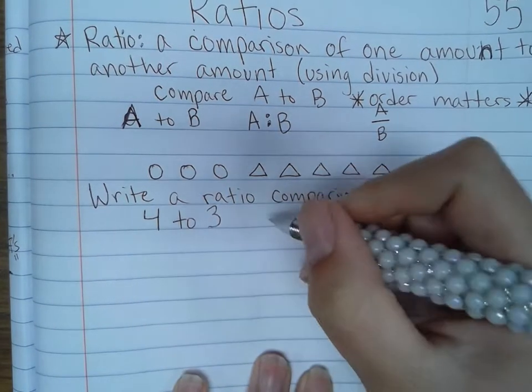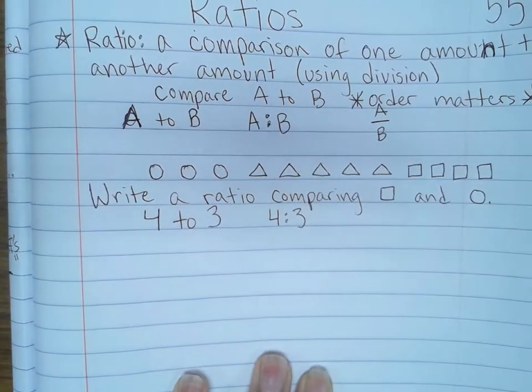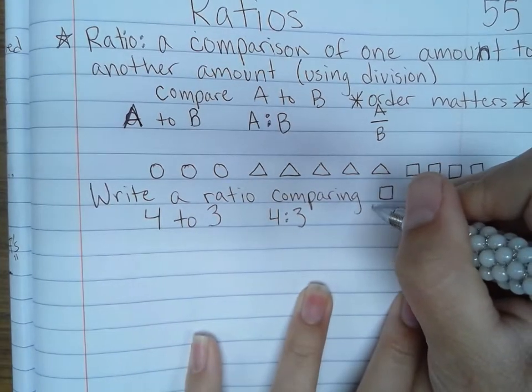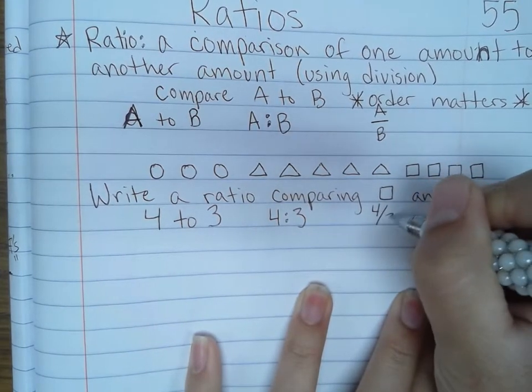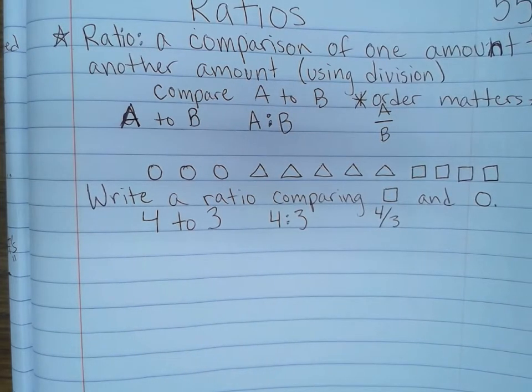If I were to write it with the colon, it would be four colon three. But we still read it four to three. And if it was a fraction, I'd write it four over three. The first one has to be first, the second one has to be second.